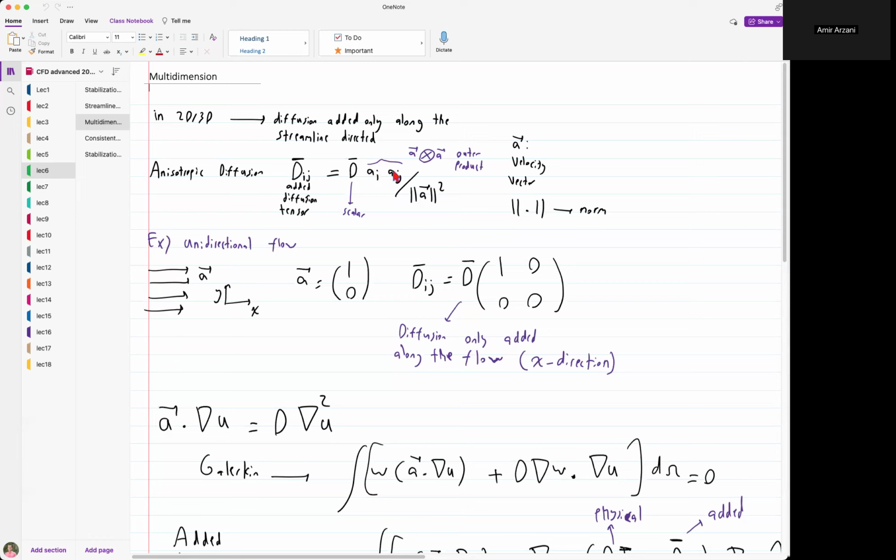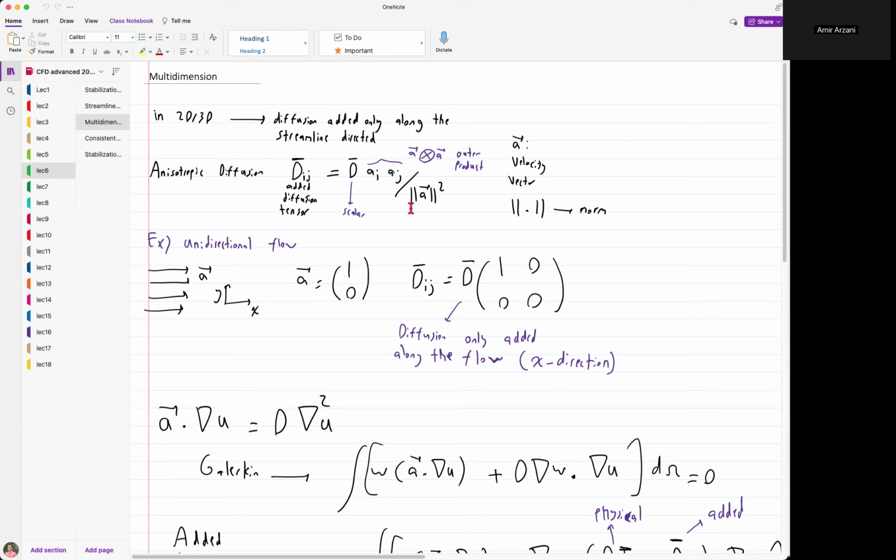The outer product of two vectors gives you a tensor. And then you can normalize by the magnitude of the velocity, the norm of velocity, to the power 2. Okay, so you have a scalar. The norm of velocity is also a scalar, so it's just a normalization constant. And then this outer product between your velocity vector gives you the direction. So essentially, this outer product is figuring out the streamline direction for us.